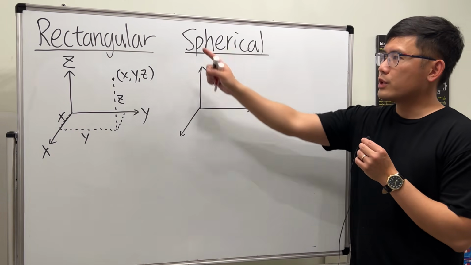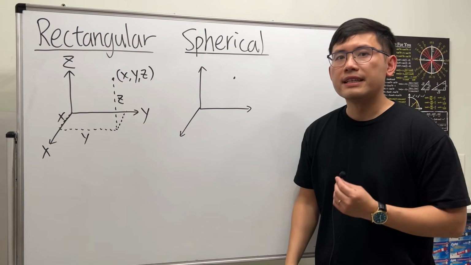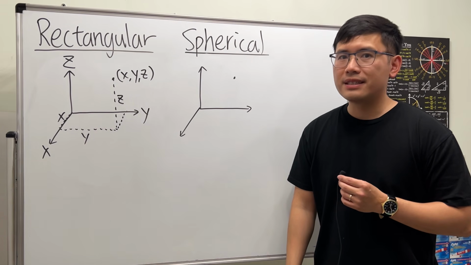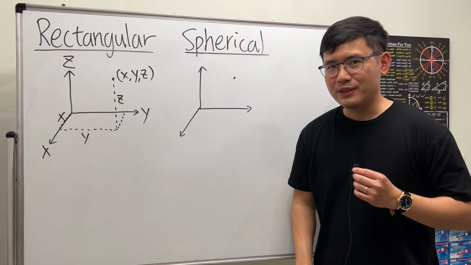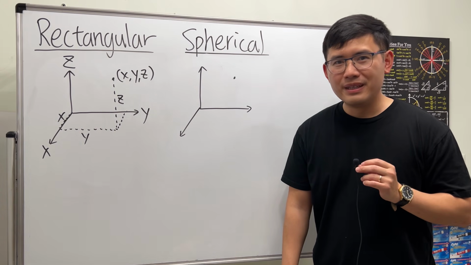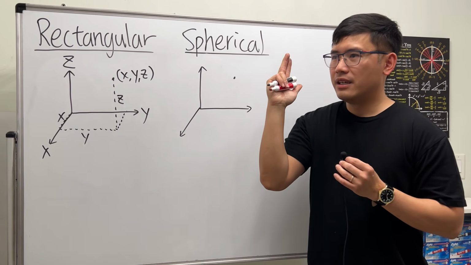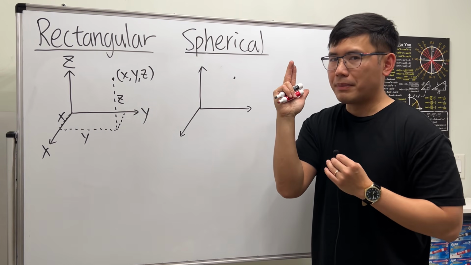Now let's talk about rectangular versus spherical. And here we have a point in the space. How else can we describe it? Let me give you a live demo first. Let's say I have a fly over there, somewhere in my room. And what I have is a laser gun. I'm going to hold it up like this. And I'm facing this direction by default.